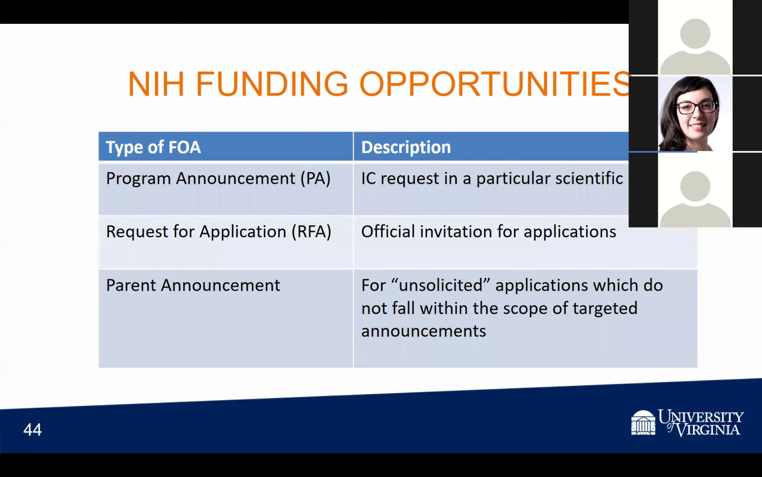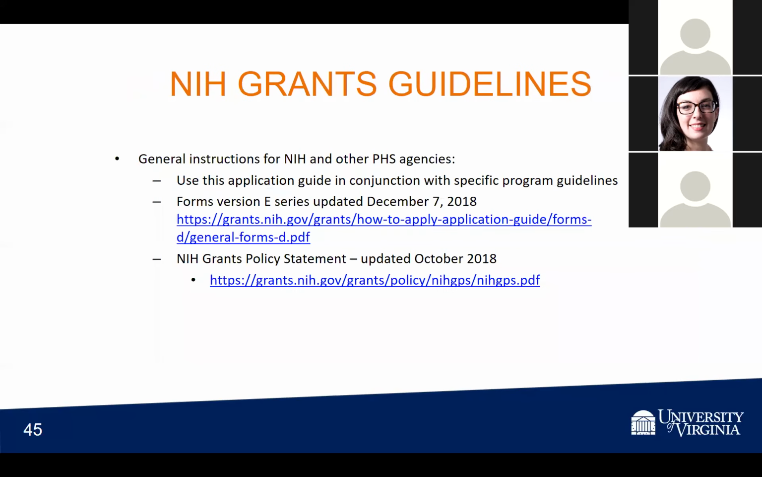NIH funding opportunities. So typically there could be a program announcement that one institute or center is requesting a particular scientific area. Then there will be an RFA, the official invitation. There could also be a parent announcement for unsolicited applications, which don't fall within the scope of targeted announcements. And for NIH grants guidelines, NIH has a grants policy statement here, as well as here's a link to how to apply and all the different forms and requirements that NIH has.